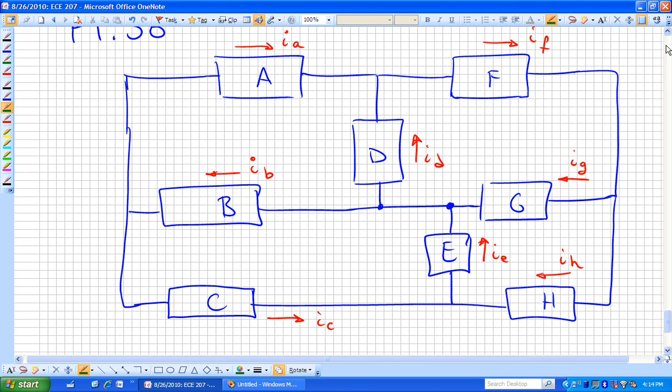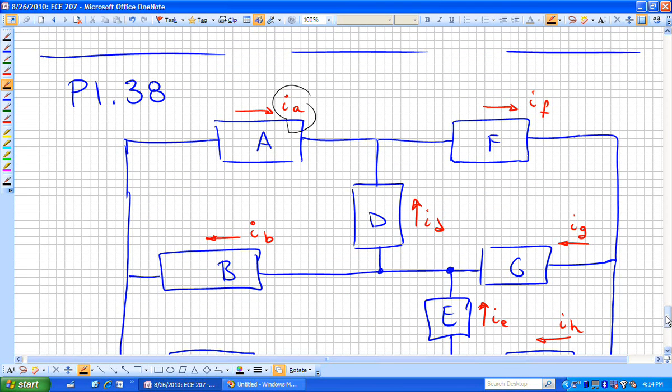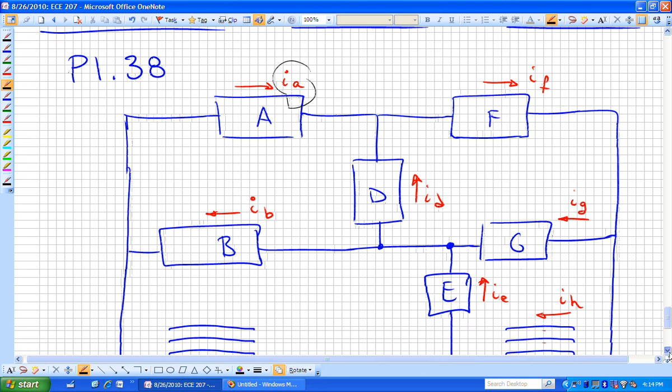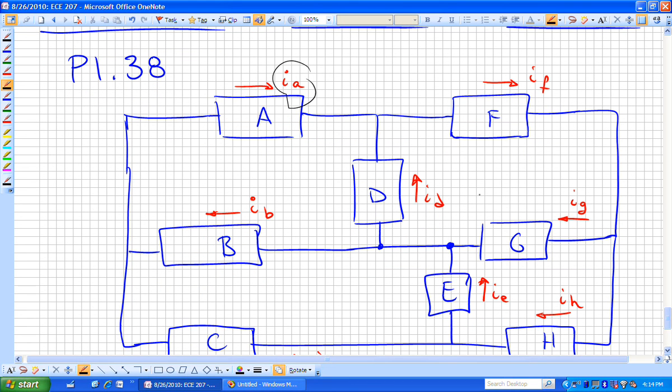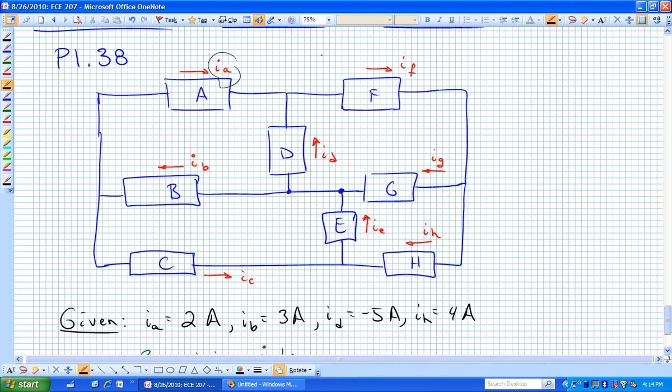We were given I sub A. What else were we given? Is that what you wanted? Yeah. Can you see that still? Just reduced by 3/4. We were given I sub A, I sub B, I sub D, and I sub H.